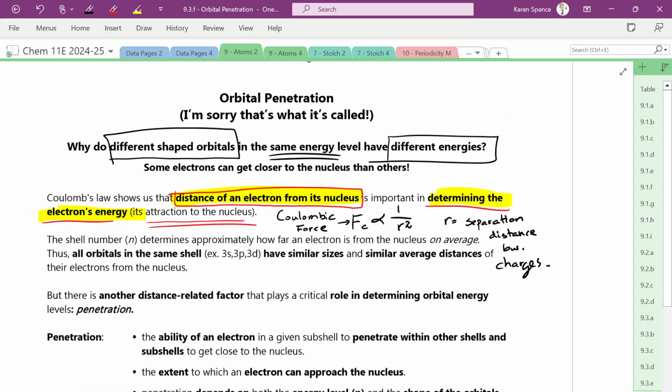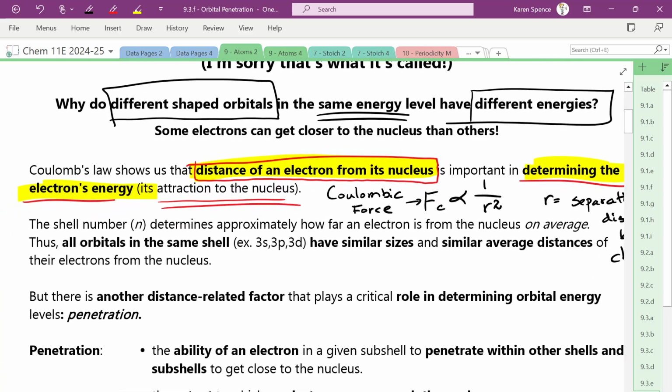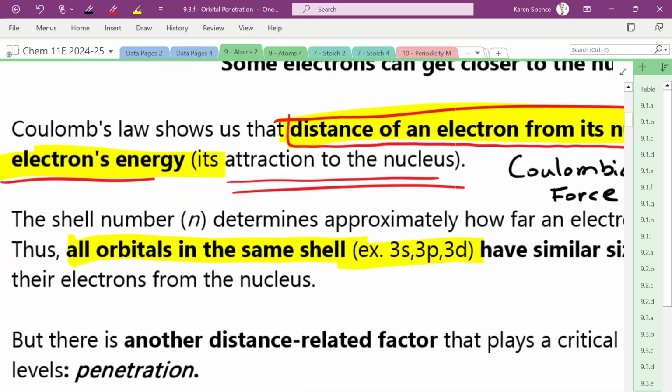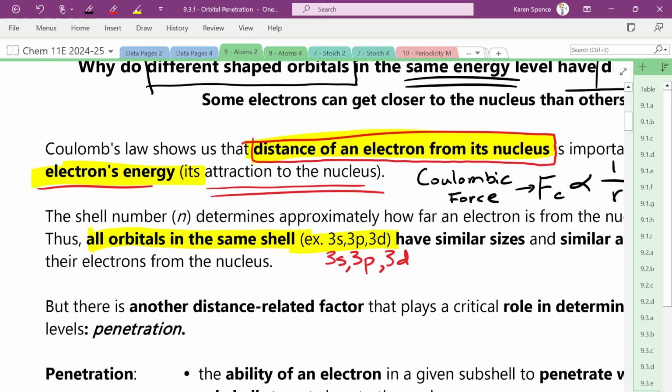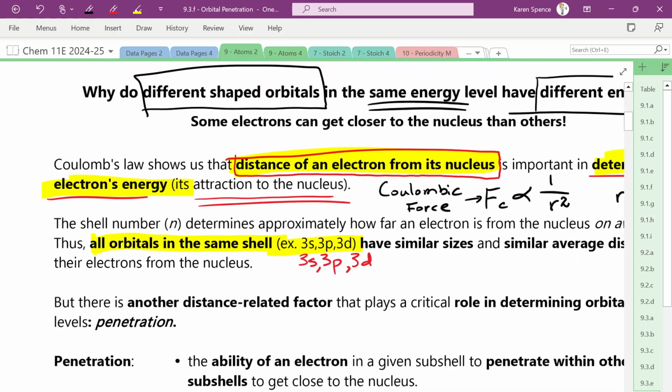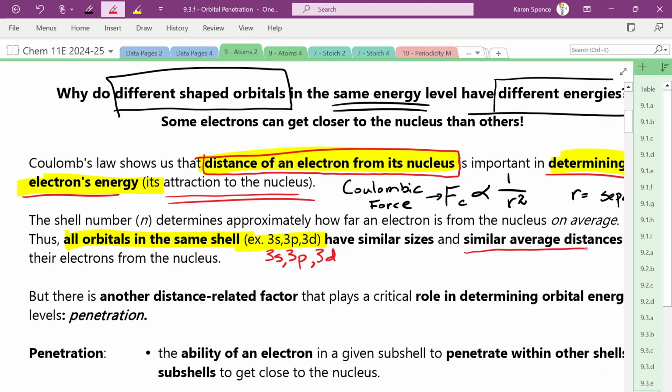So now, orbitals in the same shell. Orbitals in the same shell. For example, 3s, 3p, 3d. They all have similar sizes and similar average distance of their electrons from the nucleus. So why do they have different energies?